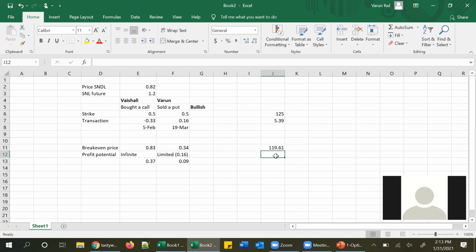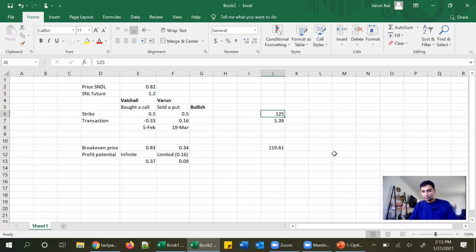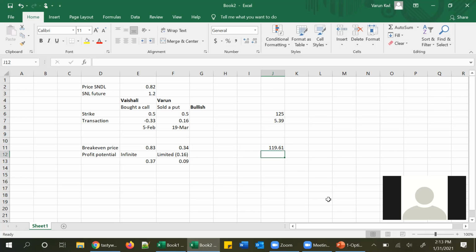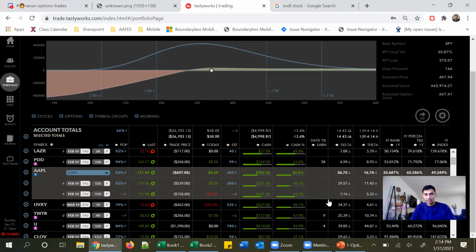Oh, okay. So 125 is just your strike price, but you don't lose until the stock price is 119. Say the way Apple stock went down over the last 2 days, it is now around 131. I'm not worried about it.